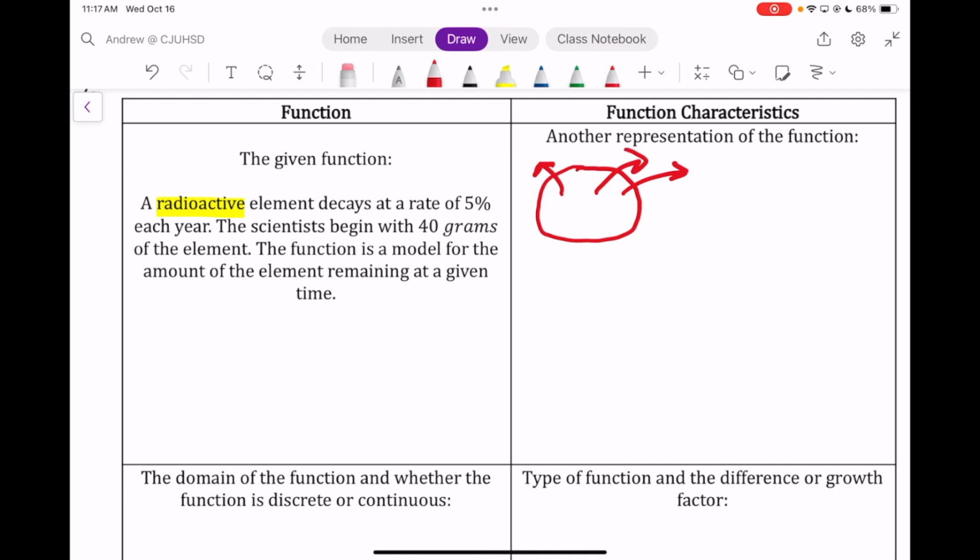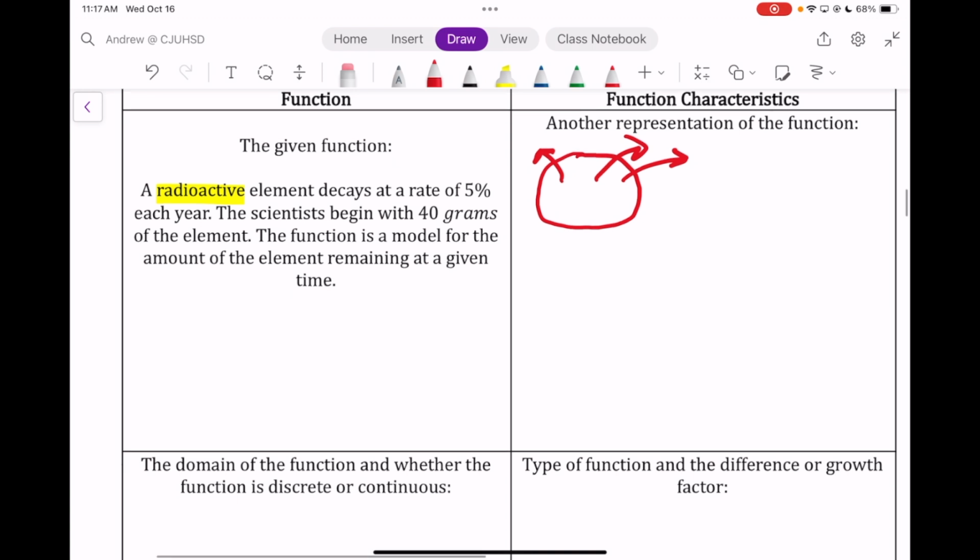And when those particles hit, for example, the human body, they destroy the cells that they go through. So radioactivity is usually bad for people. And it also is a loss of mass. So everything is getting lighter and lighter as time goes on. Well, what kind of a function would this be? Would this be discrete or continuous?